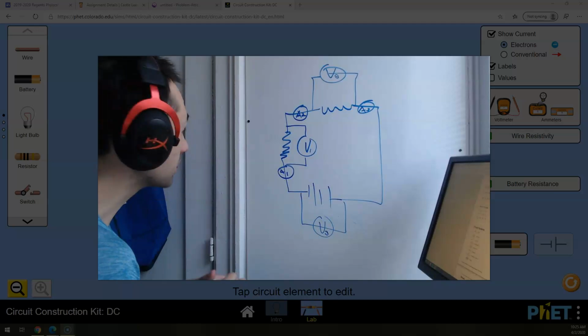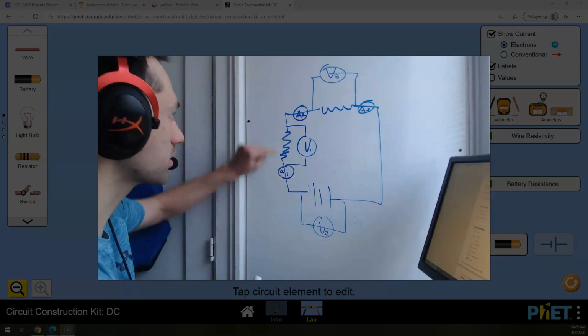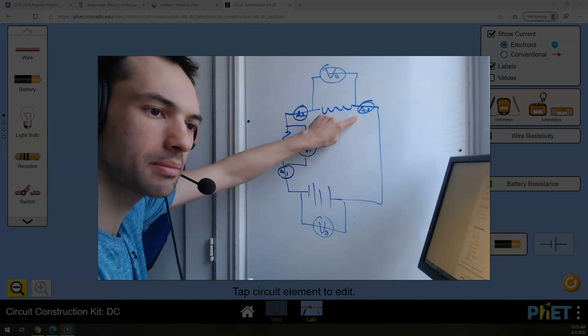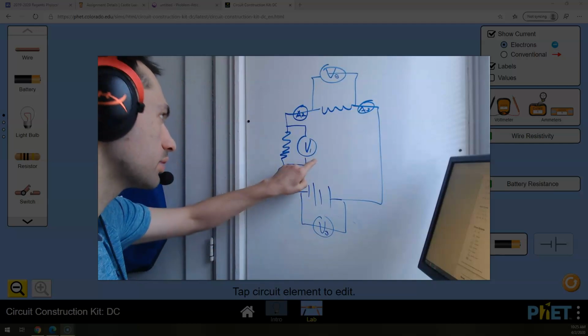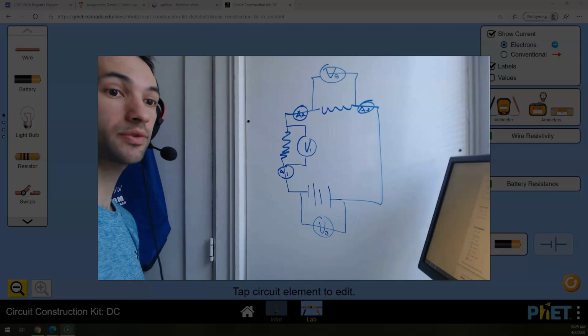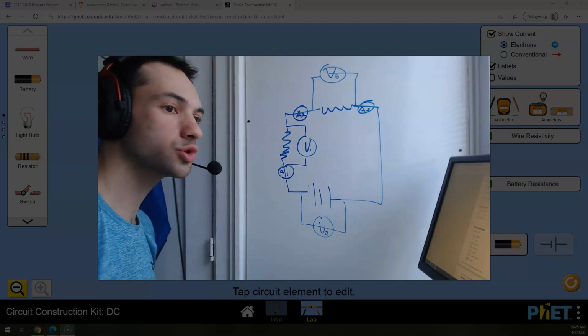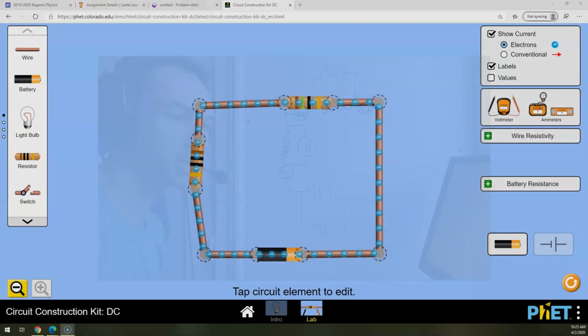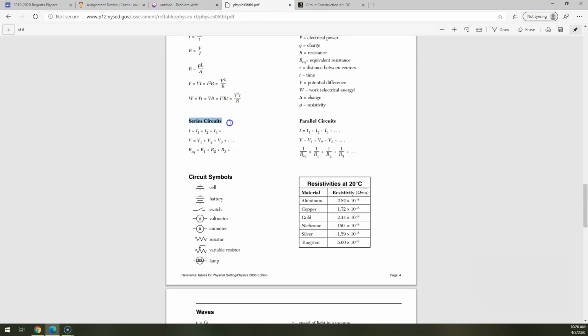And they'll ask like, hey, what's this one going to read? What's this ammeter going to read? What's this ammeter going to read? What's this voltmeter going to read? What's this voltmeter going to read? What's this voltmeter going to read? Well, there's a few simple things, okay? If you go to your reference table, which I'm going to pull up right here, we have a series circuit. Anytime there are things in series, this stuff is true. So for a series circuit, all of the current must be equal.